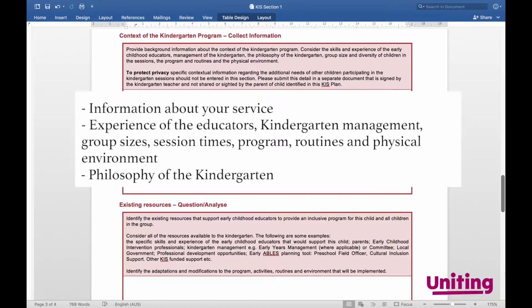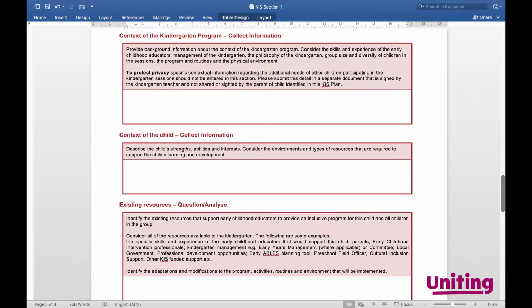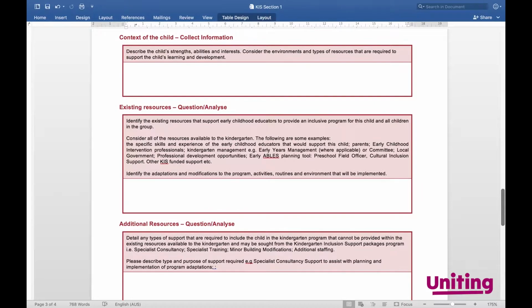Should you need to provide contextual information regarding the additional needs of other children, this should be submitted on a separate document signed by the kindergarten teacher and not shared or cited by the parent of the child identified in the KIS plan.